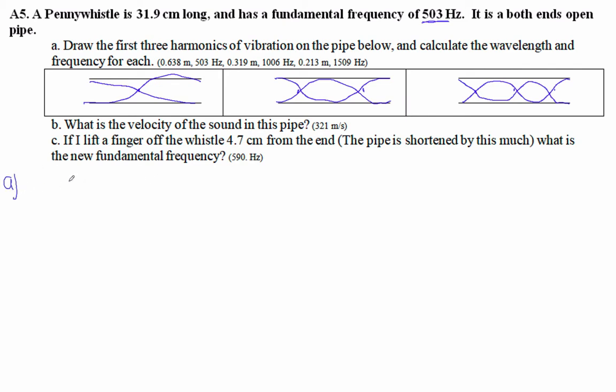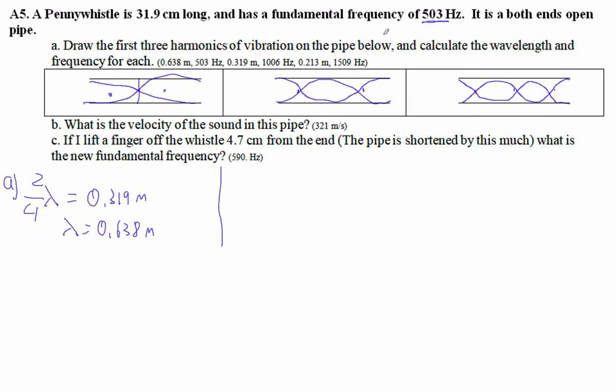Okay, so what we do for this guy is we say, look, there's 2/4 wavelengths there. So 2/4 wavelengths is 0.319 meters. Therefore, the wavelength is times 2. It's 2 of those, right? So the wavelength is 0.638 meters. All right. Got it.